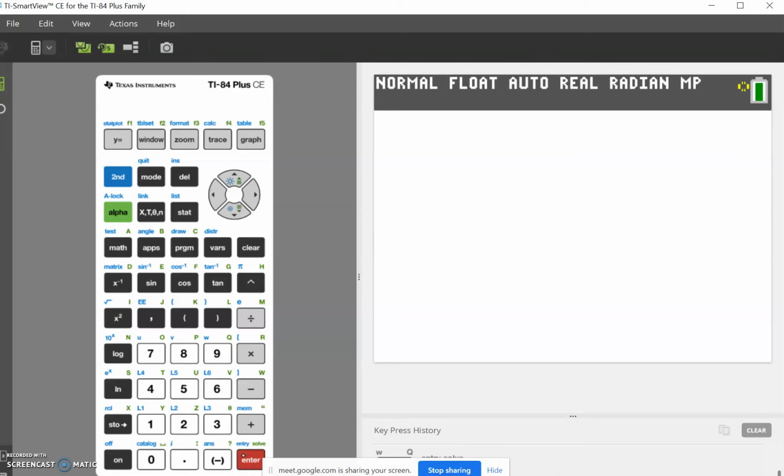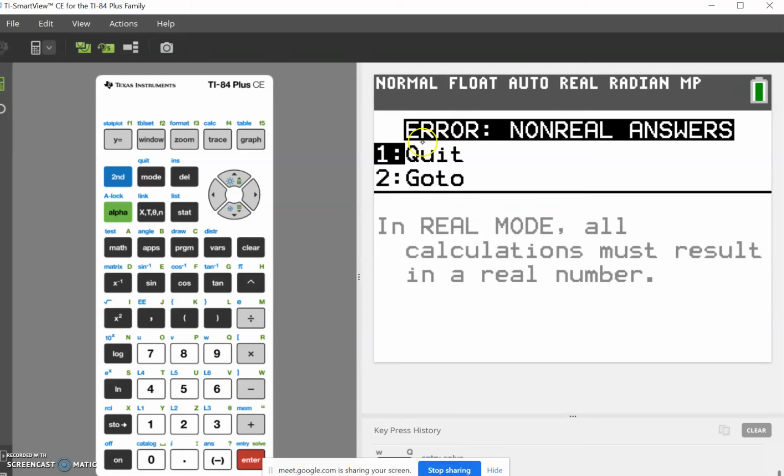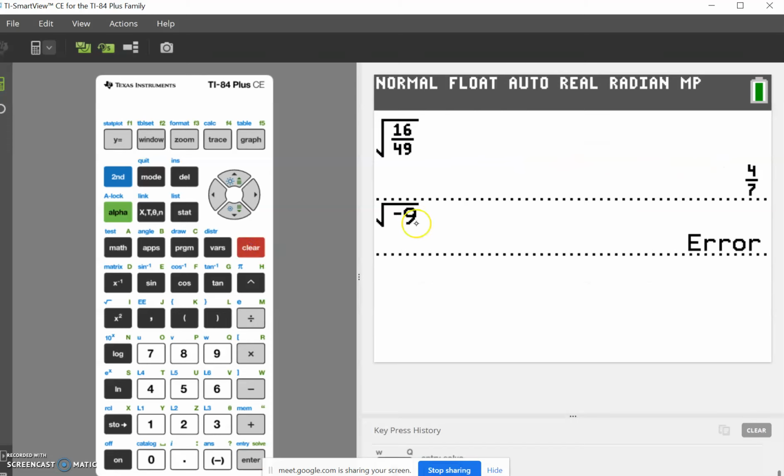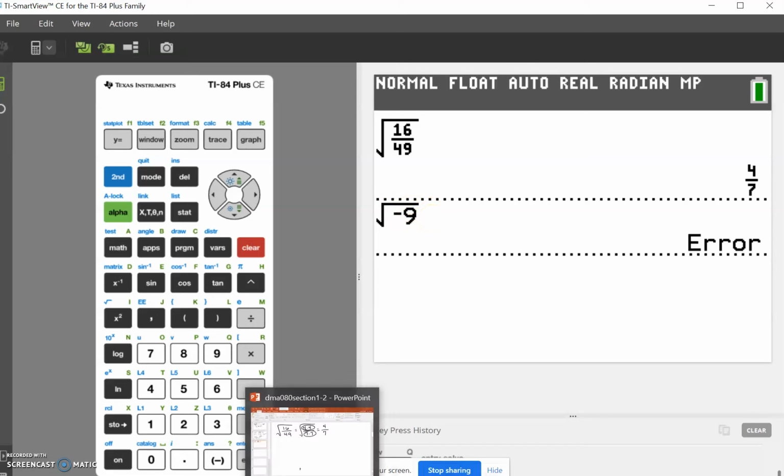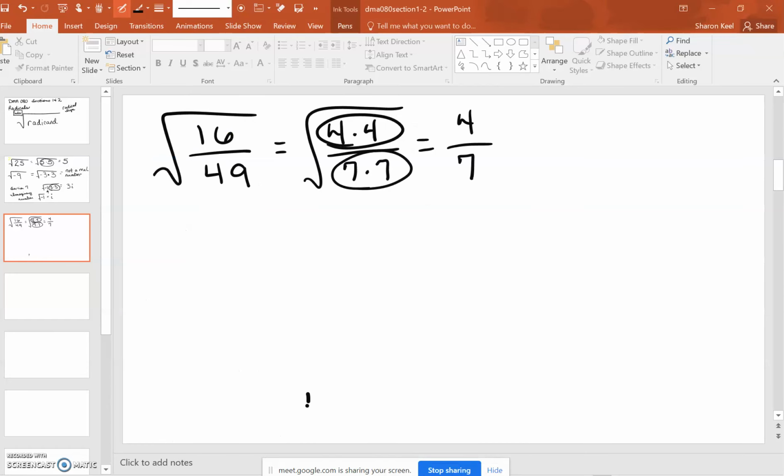If I try to do the square root of negatives, notice it gives me an error, a non-real answer. So if you do try to do this on the calculator, you're going to get an error message for that, so that you know it's not a real number. So for a majority of your problems, if it's numerals, you're going to be able to key those in using your calculator.